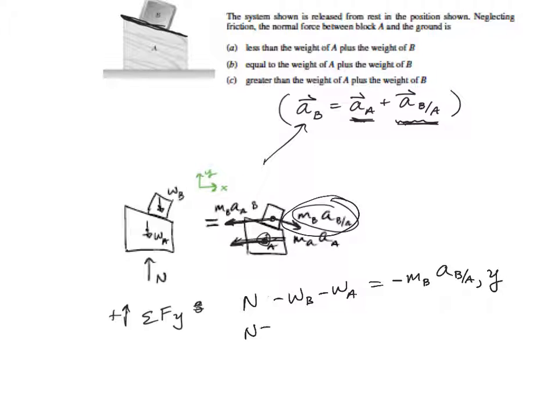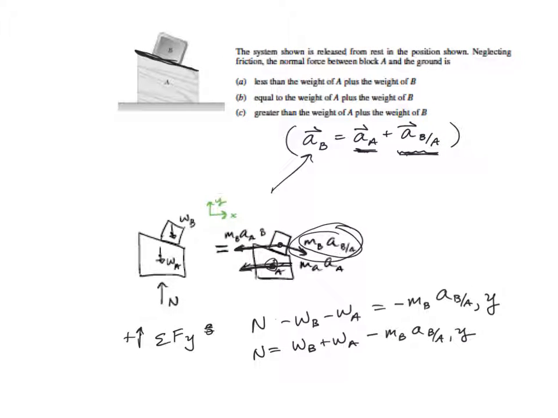So if I rewrite this equation, just bringing the weights to the other side, I find that what it's asking us for is the normal force between block A and the ground. So it's asking us questions about N. The first option is that it's less than the weight of A plus B. We can look down here: I've got the normal force is the weight minus something. So that looks pretty good right there.